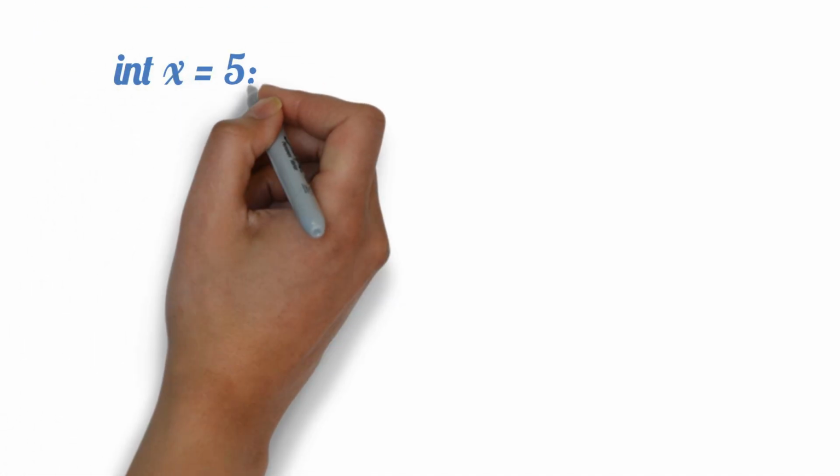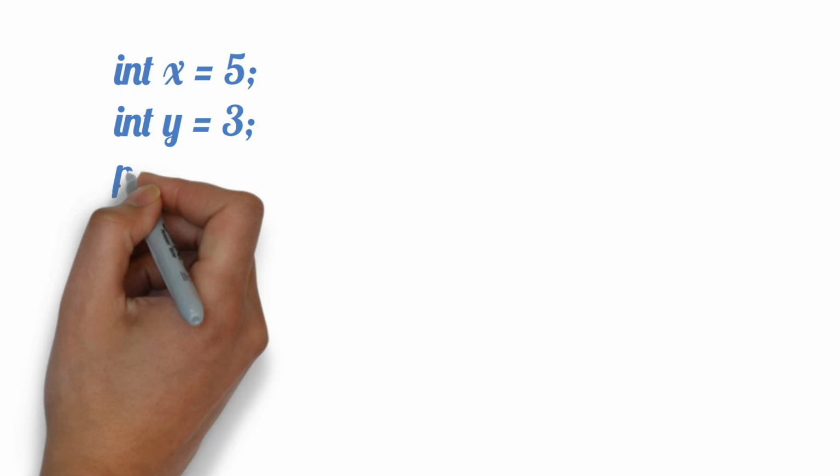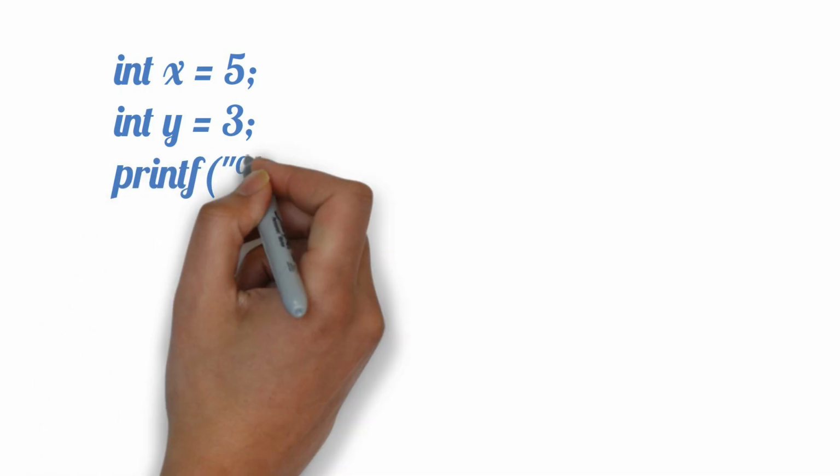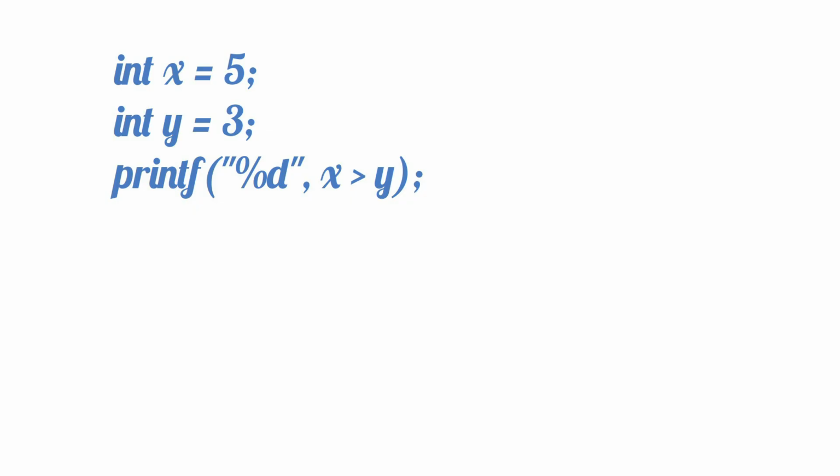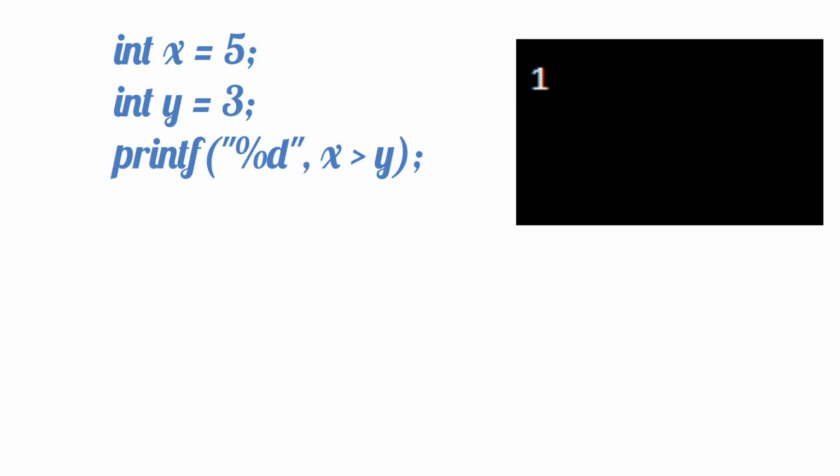Okay, now check this line of code where I am initializing x with the data type integer. I am assigning 5 to it. Next, I am initializing y with value 3. Next, I am printing x is greater than y. Whether x is greater than y? Yes, it is true. So this statement will return 1 and I am printing 1 with the %d sign. So if I run this code, this will be the output.